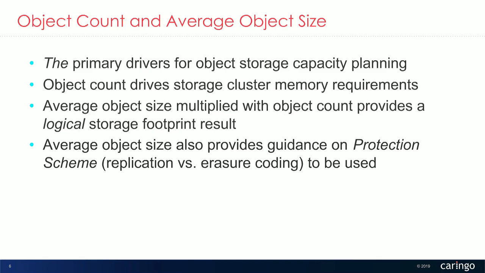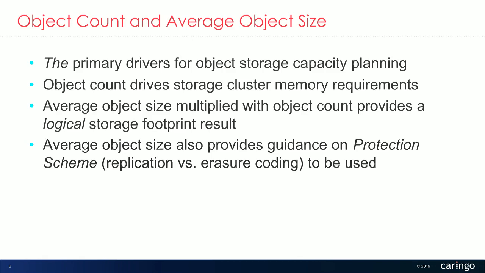The reasons for that are, object count is going to drive the memory requirements for the storage cluster. And the reason for that, in the case of our solution, is that we index all the streams that exist on a volume, like a hard drive, for example, and we put all that in main memory. So the more objects you have, the more main memory you need to be able to populate that volume index. And that's why memory is so important there and why it's driven by object count.